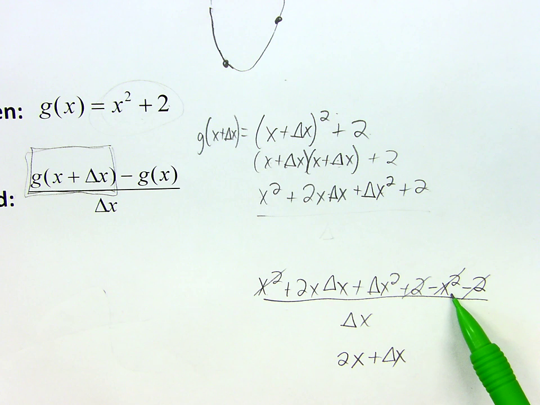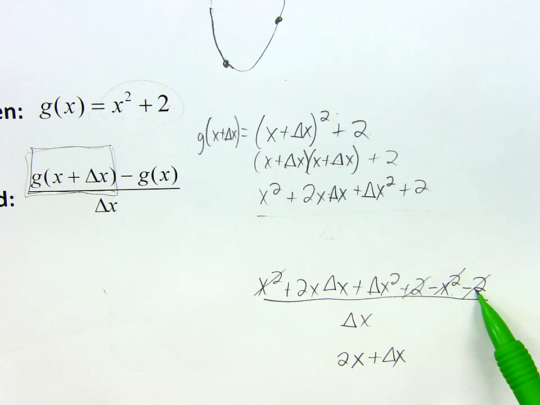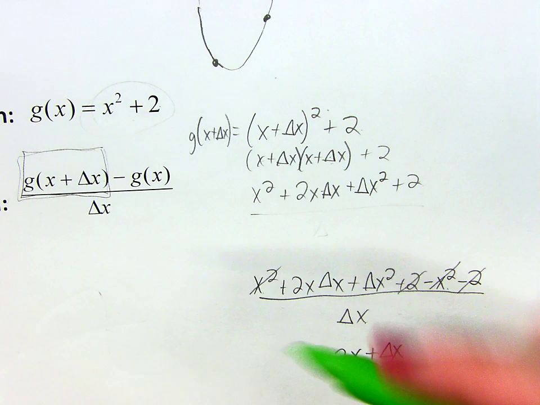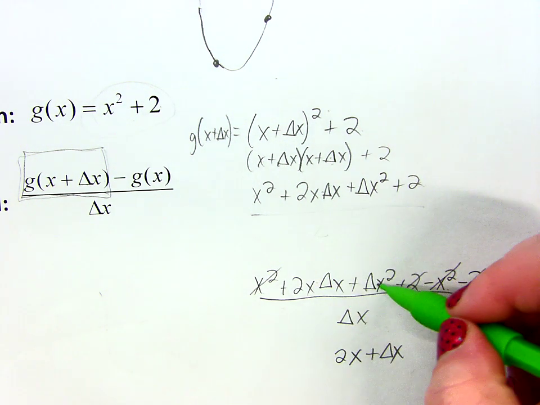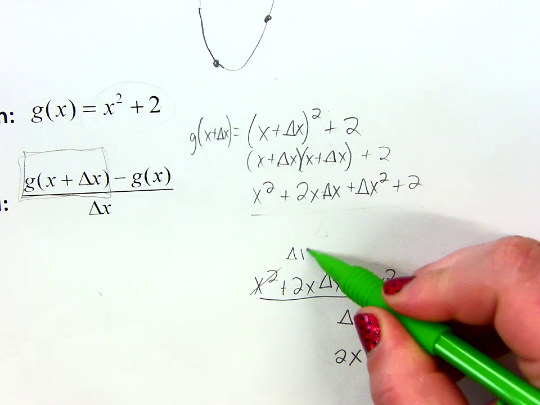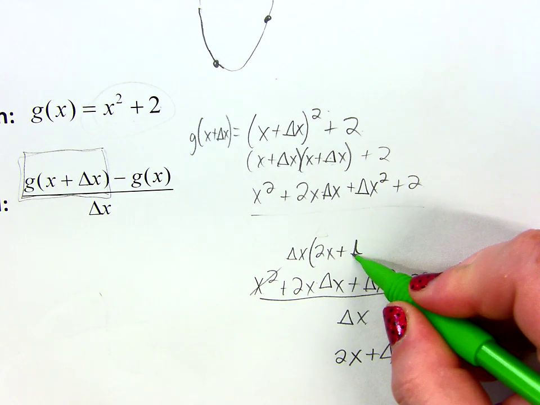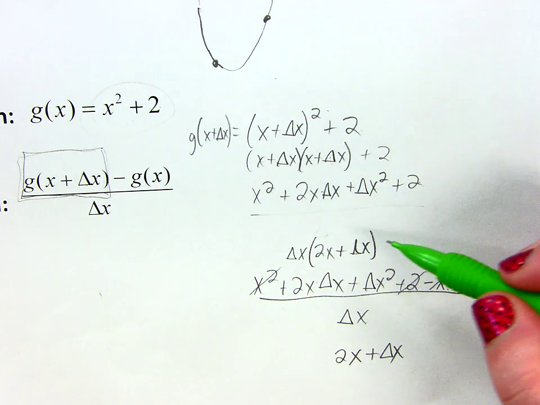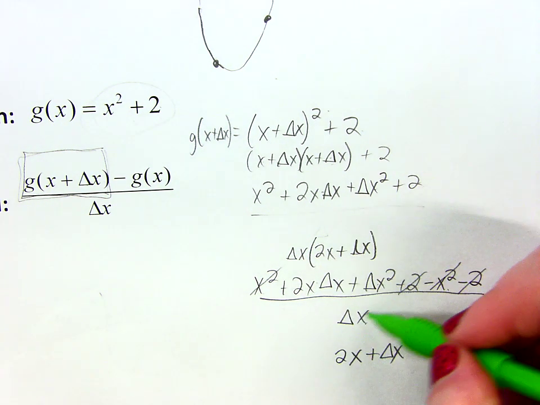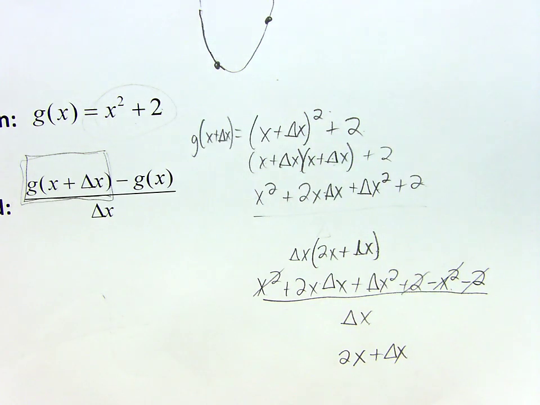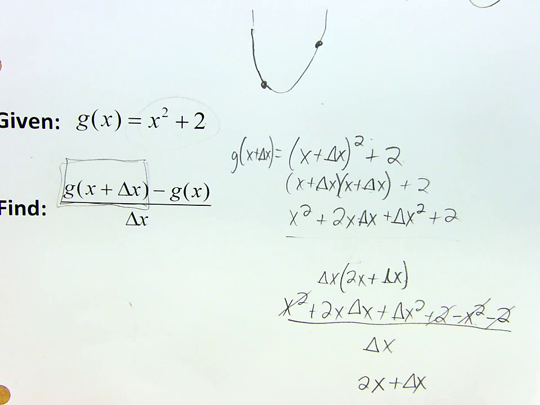And I'm going to divide the whole thing by delta x. And then when you simplify, I have a positive x squared and a negative x squared that goes away, plus 2 minus 2 goes away. Then we're left with this kind of funky thing. What you can do is factor out delta x. So take out delta x and leave 2x plus delta x. And I cancel delta x with delta x, and that's how I end up there.